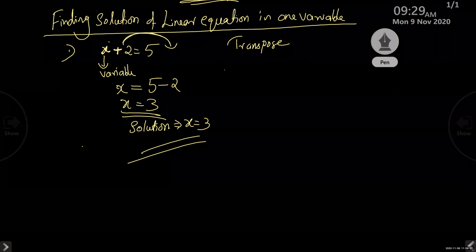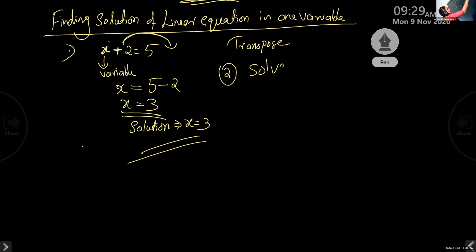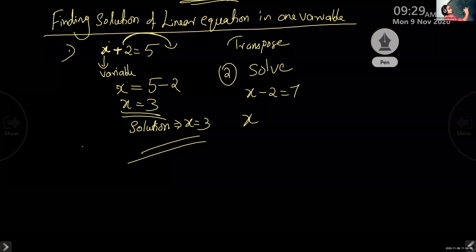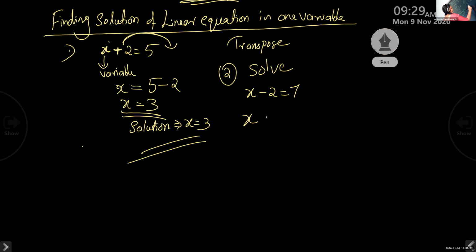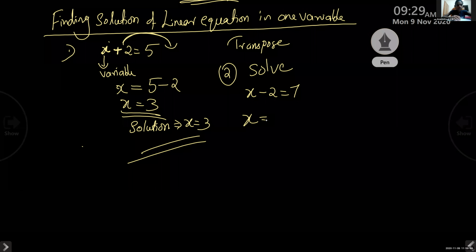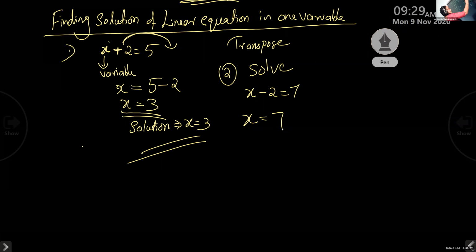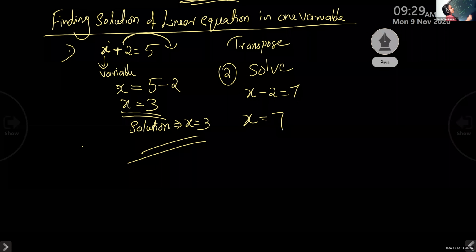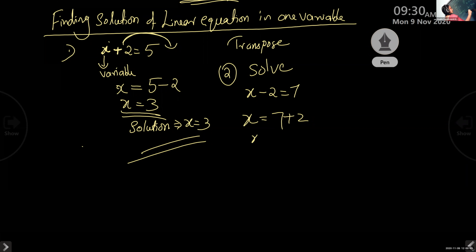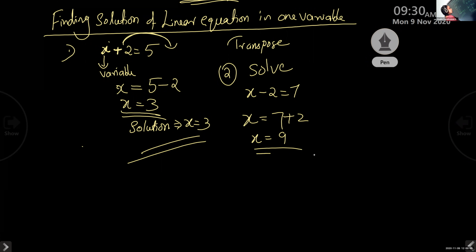Second question, solve. Solve means find the solution. Questions will be in this way. Solve x minus 2 equal to 7. So how? We will keep x on the left side itself. x equal to 7 plus 2. This negative, while we are transposing to the other side, becomes 7 plus 2. So x equal to 9 is the solution.